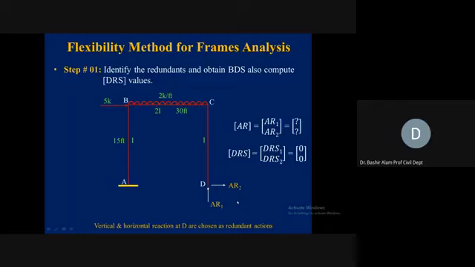Now, if we remove these AR1 and AR2, what will happen? This structure will become a released structure, which is a basic determinate structure. So identify the redundants and obtain the BDS, also compute the DRS values. So AR is equal to AR1, AR2 unknowns, and for DRS1 and DRS2, we don't have any prescribed displacement here, so these are equal to 0 and 0. So vertical and horizontal reaction at D are chosen as redundant actions.